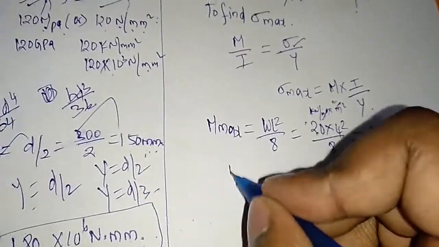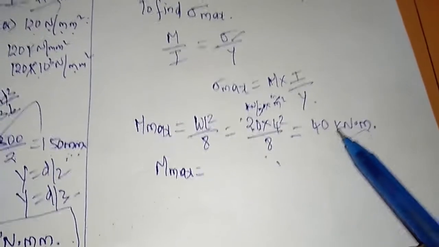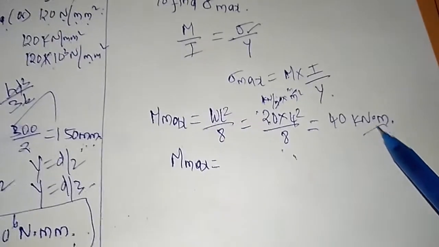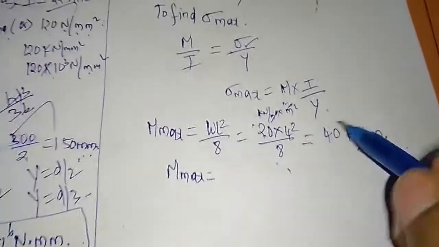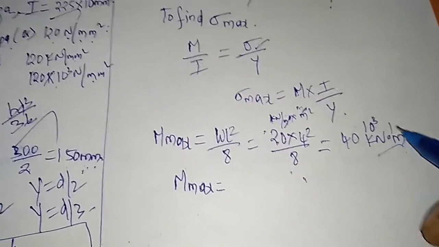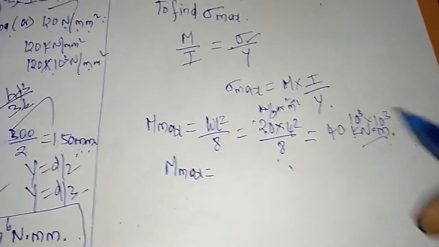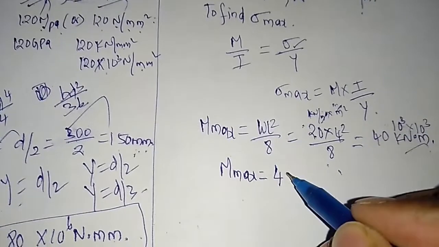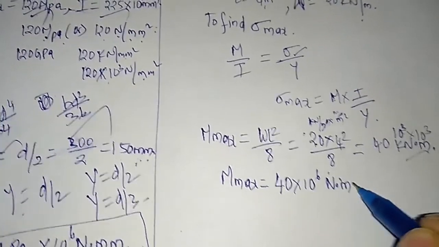If you convert into Newton millimeter, maximum bending moment is equal to, 1 kilonewton is equal to 10 to the power 3 Newton, and 1 meter is 10 to the power 3 millimeter, that is 1000 millimeter. So 10 power 3 into 10 power 3 is 10 to the power of 6. So your maximum moment in Newton millimeter is 40 into 10 to the power of 6 Newton millimeter.